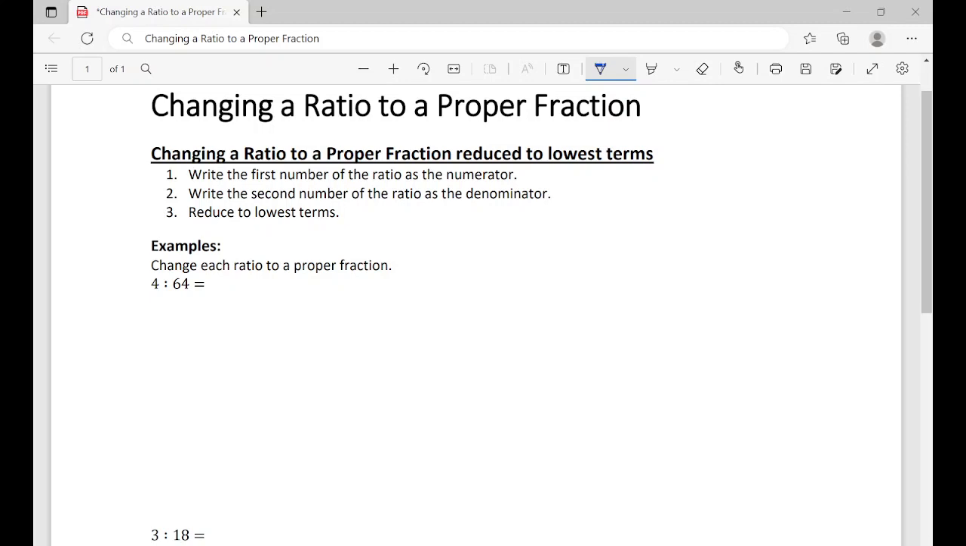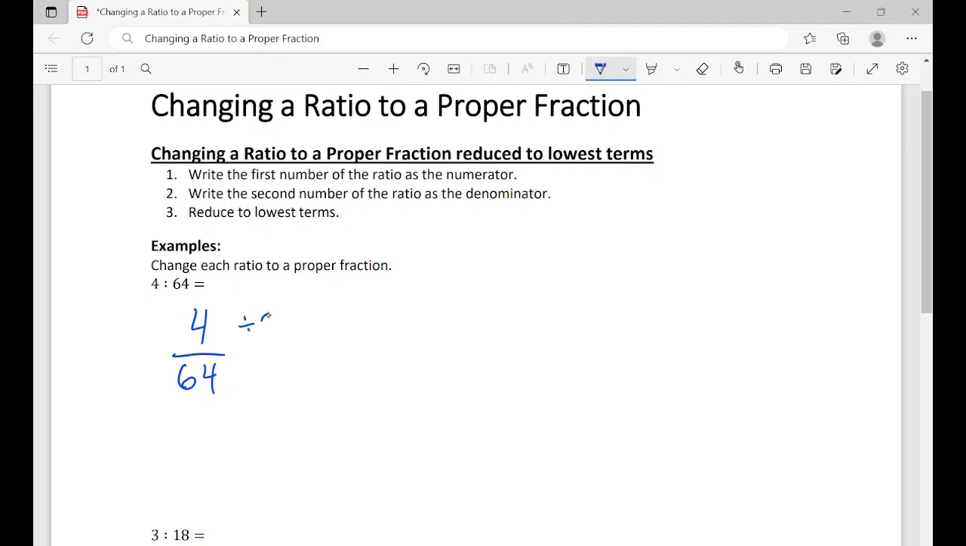So we have the ratio 4:64. The first number is a 4, so that's going to become our fraction's numerator. So 4. And then the second number, the 64, has become the denominator of our fraction, the bottom. So there's our fraction, and now we're going to reduce it down as best we can, if possible. In this case, it is.